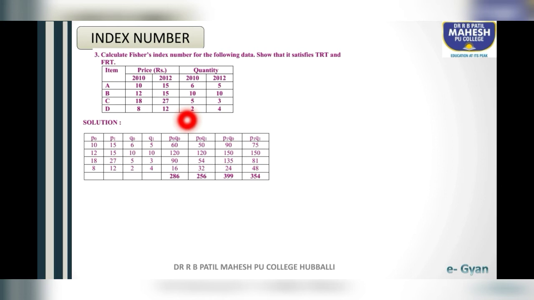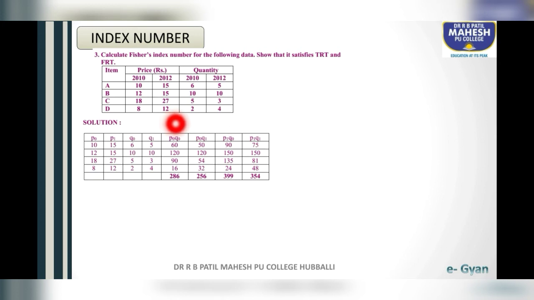To find out Fisher's index number or to verify TRT and FRT, what we require? P0 Q0, P0 Q1, P1 Q0 and P1 Q1. You know how to find out P0 Q0. You just multiply P0 into Q0. Here also you multiply the values of P0 Q1. Here multiply the values of P1 into Q0. Here multiply the values of P1 into Q1. So after multiplying, you take the summation of this.